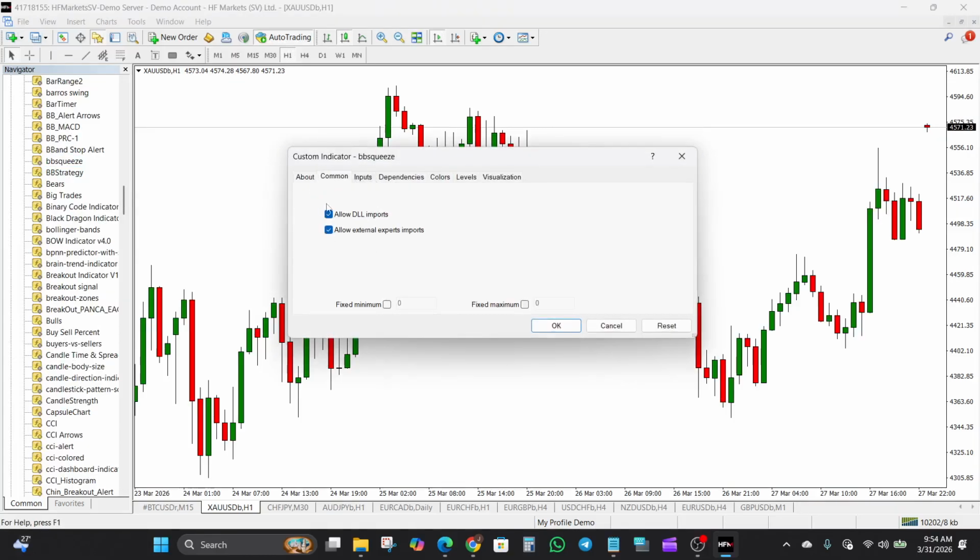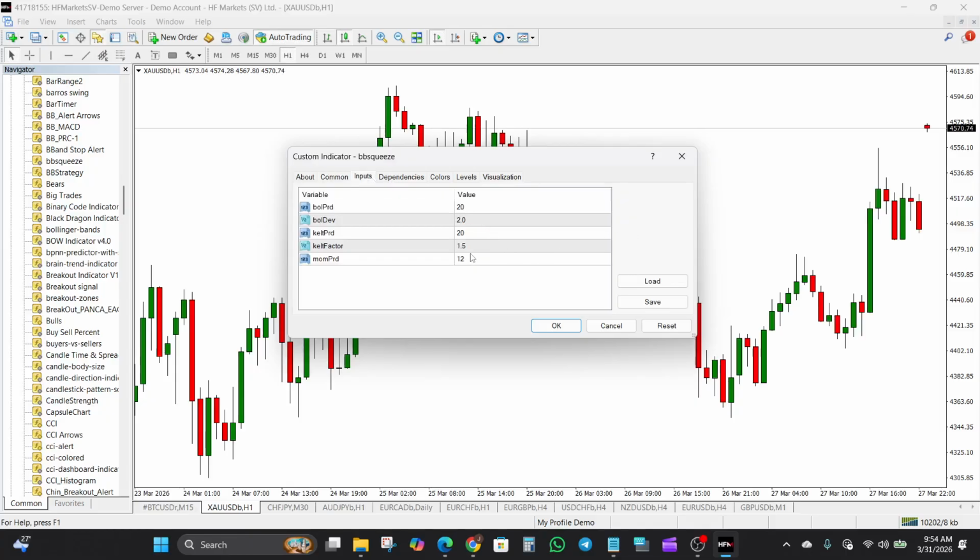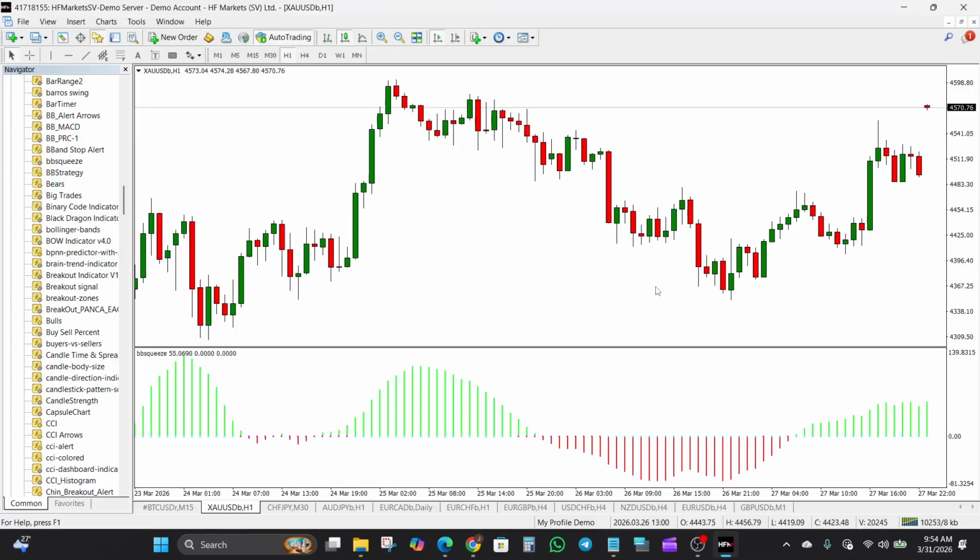Ensure that the allow DLL imports box is checked. Then you can also modify the input settings according to your taste: the period, the dev, Keltner period, and so on. Now, this is how the indicator looks.